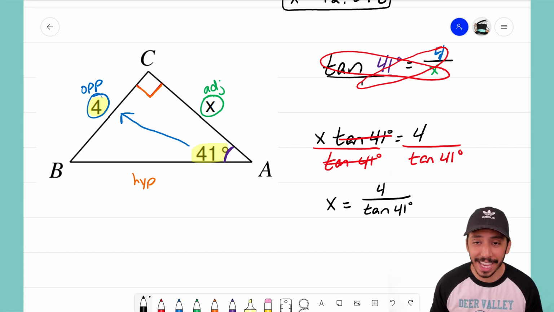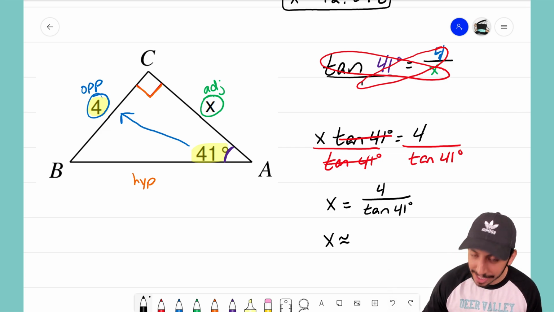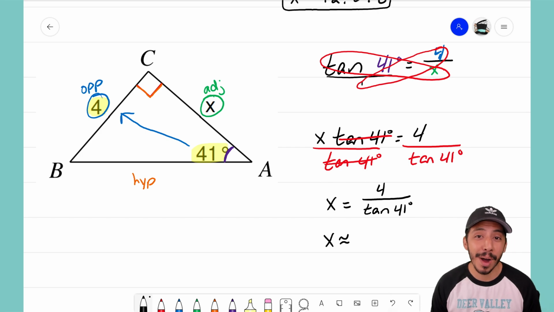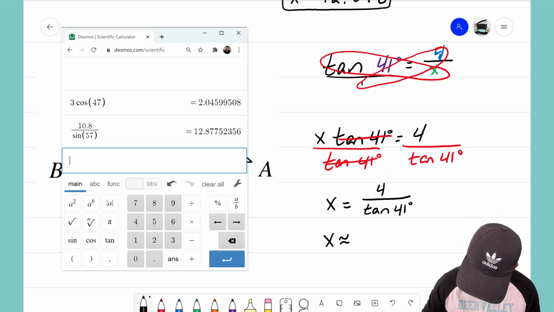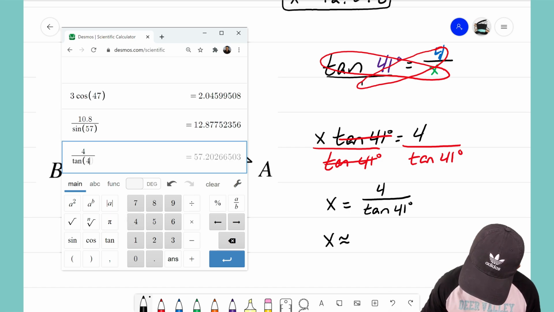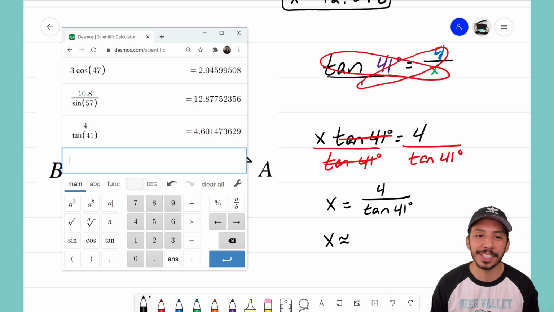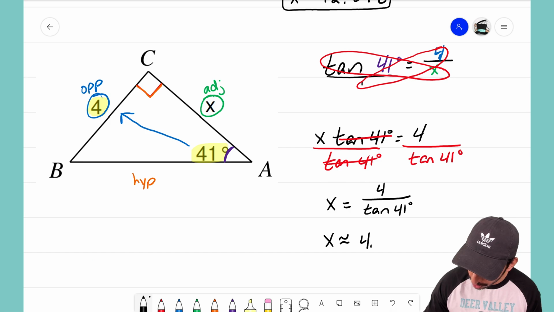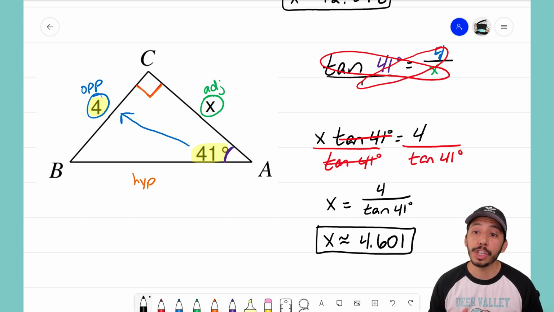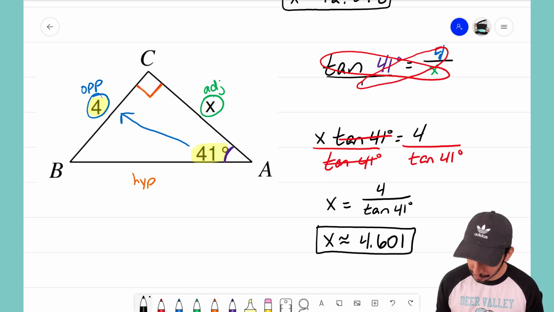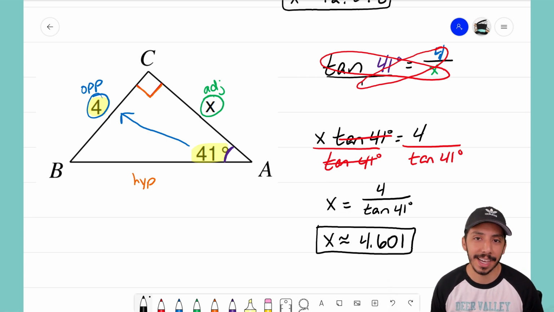That right there again is what I can enter into my calculator to figure out what x is approximately. Again, pause the video, try entering that into your calculator. Let's see if you get the same result that I do. So I type in 4 divided by tangent of 41 degrees, and I see that x is approximately 4.601. So again, we have solved for an unknown side of a right triangle using our tangent ratio. We use tangent here because we did have one angle and we had one side.